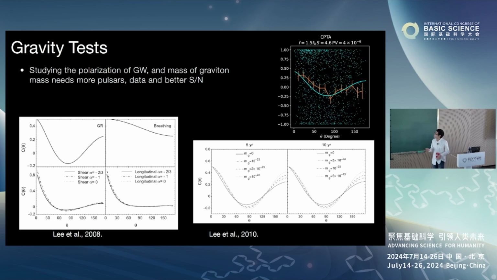It's possible to use the correlation curve to further test whether this correlation comes from polarizations other than plus and cross correlation. So you can study the polarization of gravitational waves, and you can also use the correlation to test the mass of the graviton. However, I think at the current stage, the SNR of current detections of the PTAs is still too low to do these experiments.